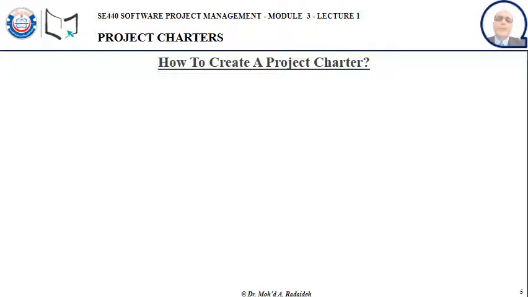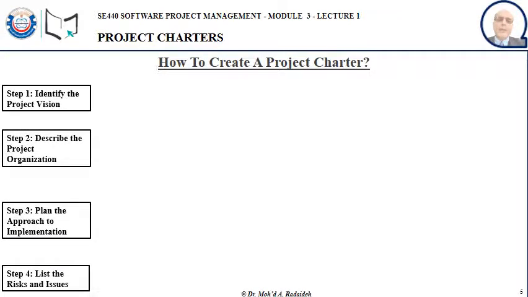Now, the next question, how do we create a project charter? Well, preparing a project charter goes through 4 steps. Step 1, identifying the project vision. Step 2, describing the project organization. Step 3, planning the approach to implementation. And step 4, listing the risks and issues. Now let's go over them one by one.